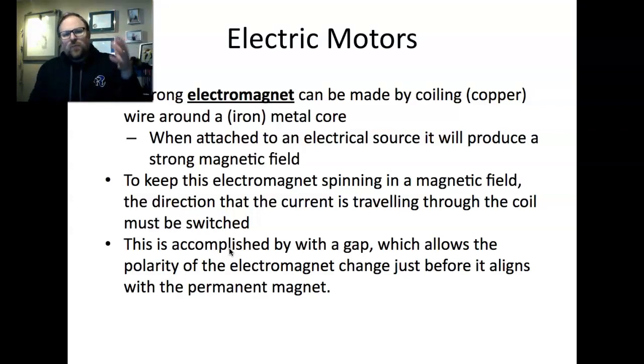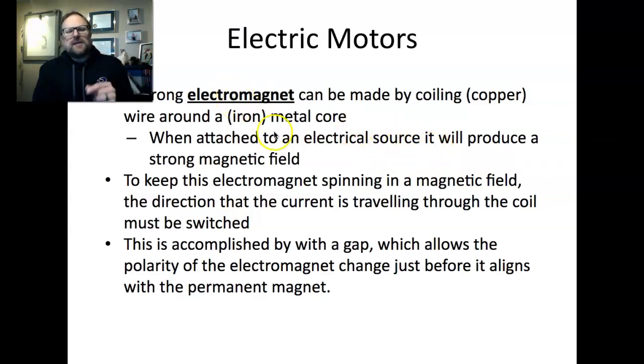The first principle is what we just talked about: when electric current flows down a conductor, it generates a magnetic field. So the first thing we need to do to create an electric motor is create an electromagnet. An electromagnet is a bundle of wire, usually copper wire, coiled around an iron core, and when we run electricity through that copper wire, it generates a magnetic field.